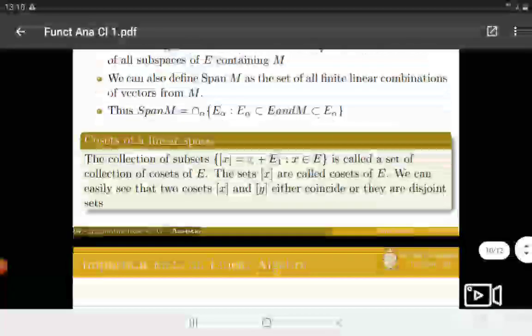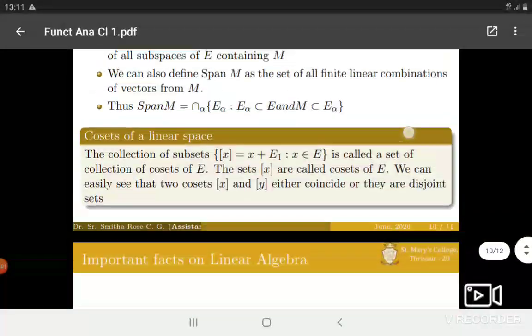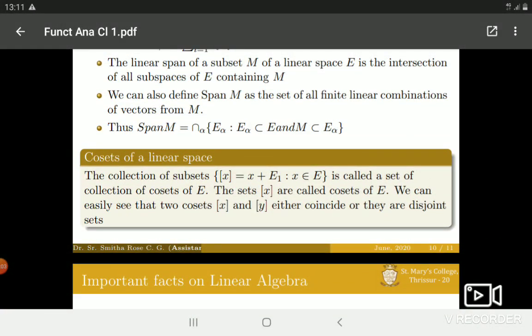So with that I am stopping. Okay, before that I will just define cosets of a linear space. I will explain that in the next class; we will just define it here. The collection of subsets X such that X is equal to x plus E1, x an element of E, is called the collection of cosets of E. The sets with the square brackets [x] are called cosets of E. Then if you have two cosets [x] and [y], either they coincide or they are disjoint.